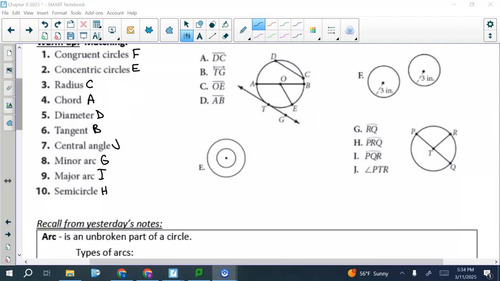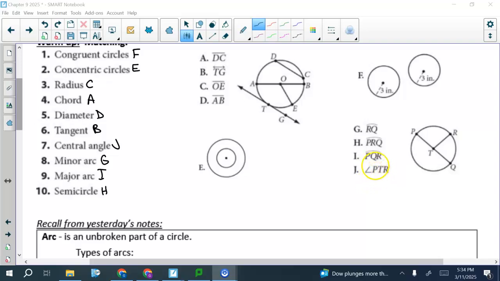All right, go ahead and check how you did on the warm-up. So E should have been concentric circles. COE was the radius. A was a chord, DC. Number 5, diameter, was DAB. Number 6, a tangent line, was BTG. Number 7, central angle, was angle PTR.